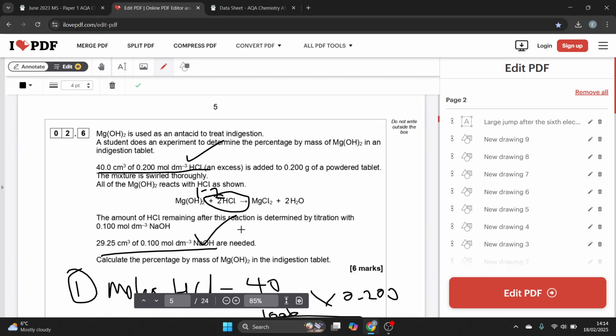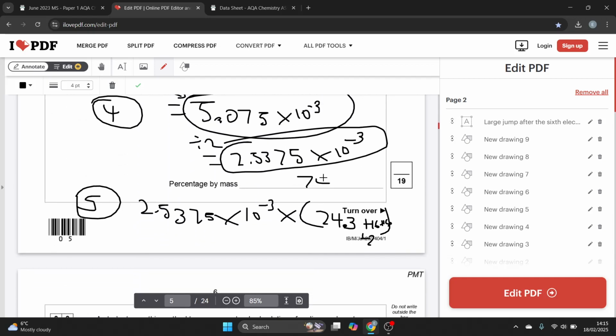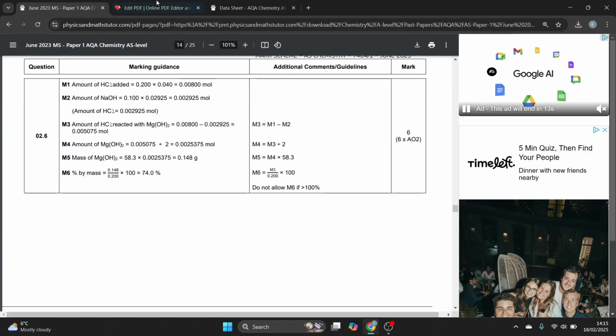Then I get 0.147 something. And I'm going to do the actual yield over the theoretical yield, so my answer divided by 0.200 times 100. And I get 74%, and that is perfectly the correct answer.